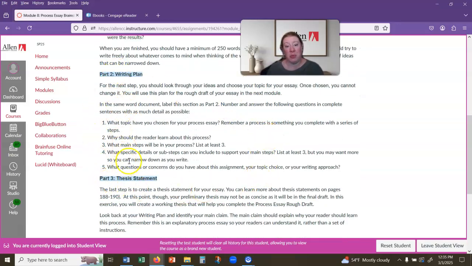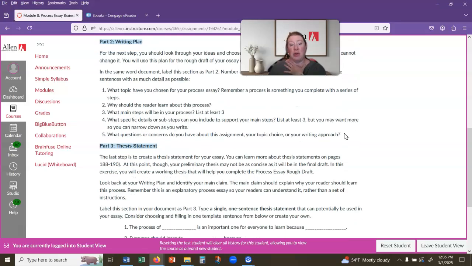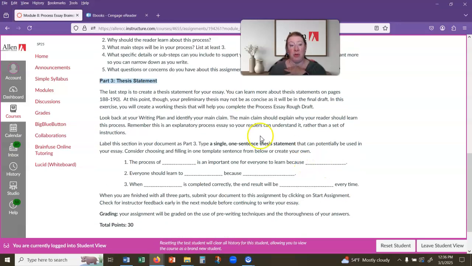Writing plan would be, once you've chosen your topic, you're going to write out what sort of ideas you have that you can include in your essay, and what sort of reasons why a reader should learn about this process. That will help you write your thesis statement, which is the third section of this pre-writing journal or brainstorming plan. And so your thesis is one sentence. I've got some templates here. You should only choose one because you only have one thesis.